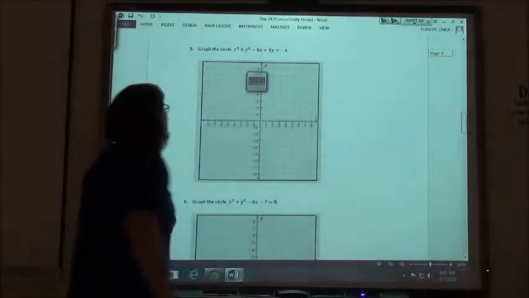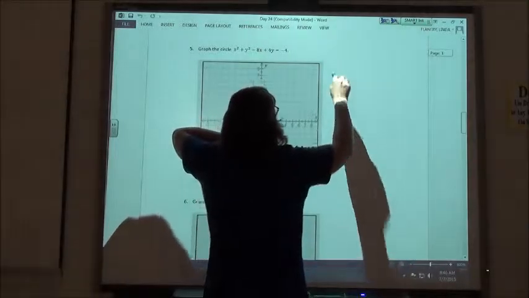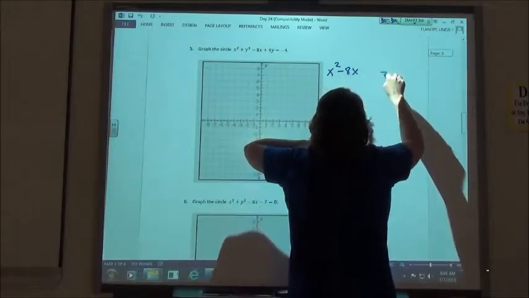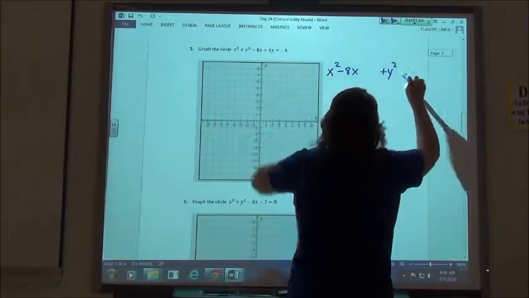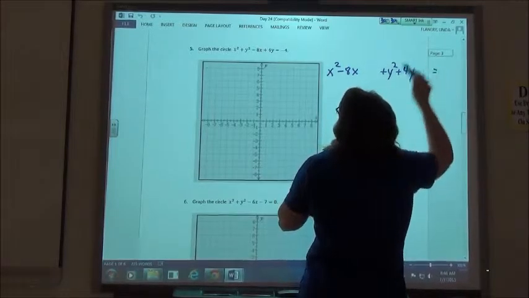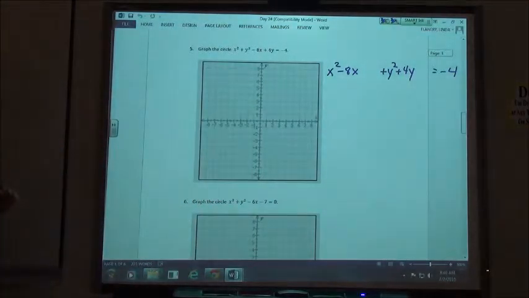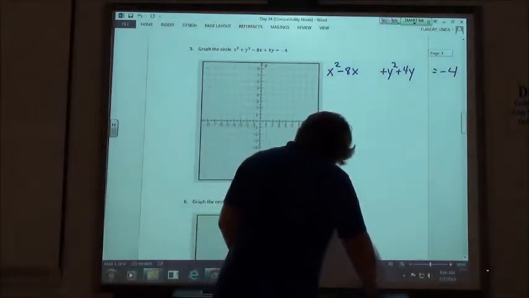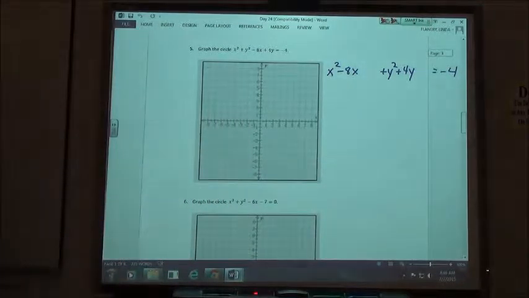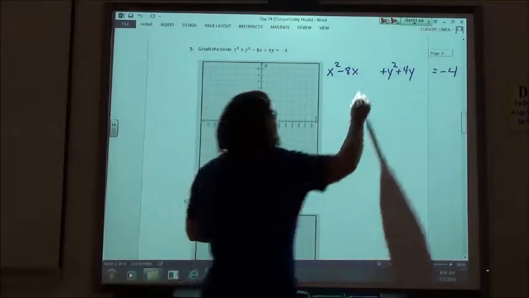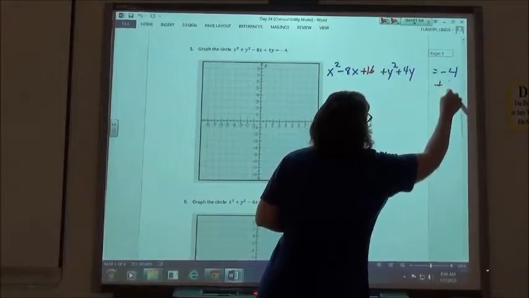So number 5, I want to put my circle in standard form. So I'm going to have x squared minus 8x, leave a spot, plus my y squared plus 4y equals the negative 4 that's already over there. So if I complete my square on my x's, half of negative 8 would be negative 4, and negative 4 squared would be 16. So I'm going to add 16 to both sides.